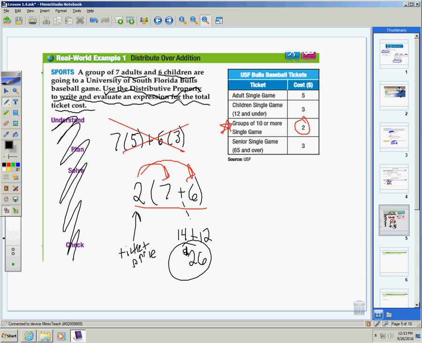Now, you're probably thinking, I could have just added these 2 numbers together and then multiplied, and you're exactly right. And notice, you get the same answer either way you do it. We just wanted to make sure we could show what the distributive property looked like in this problem. So remember, distributive property, you multiply what's outside the parentheses times everything inside the parentheses.